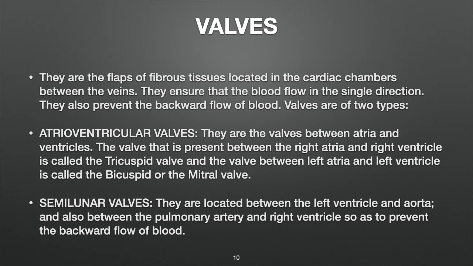Whereas the valve that is present between the left atria and the left ventricle is called the bicuspid or the mitral valve. And then talking about the other type of valve, that is semilunar valves. They are located between the left ventricle and aorta. So when the left ventricle pumps the blood to aorta, which is the largest artery that is supposed to pump blood to all body parts, in between the left ventricle and aorta there are valves called semilunar valves, that prevent the backflow of blood, so that the blood should not flow back to the left ventricle.